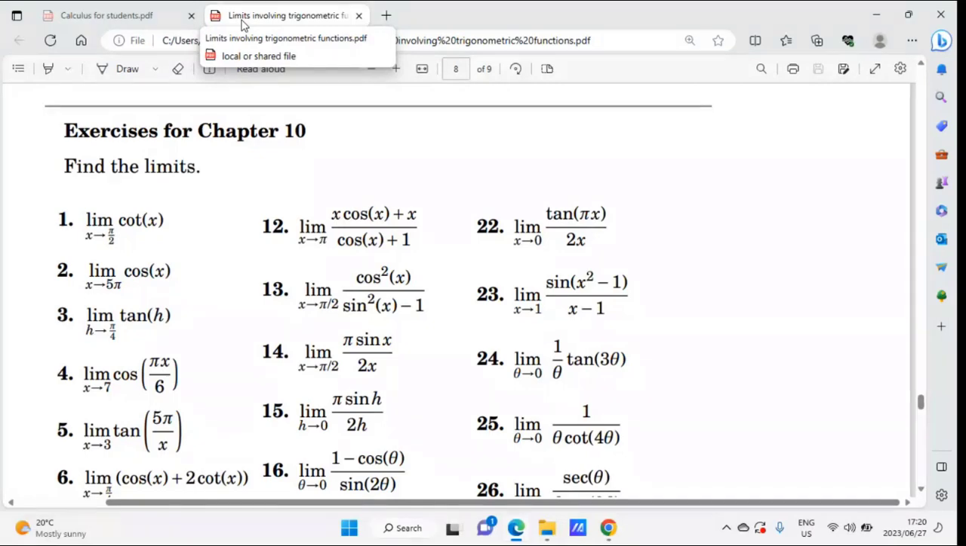I then separated the limits as the limit of π over 2x cos πx, multiplied by the limit of sin πx over πx as x approaches 0. So I know that the limit of sin πx over πx is 1, and then I substituted x with 0 in π over 2x cos πx. I got cos πx is 1, so I got π over 2.